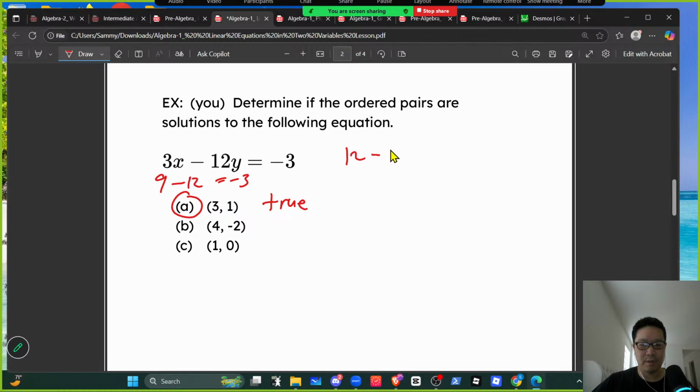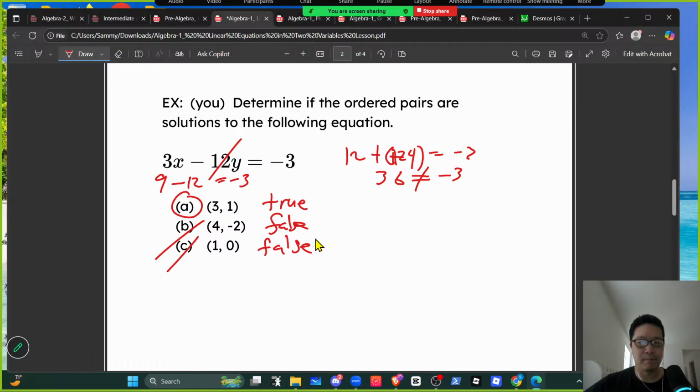Yeah. So what happens is if you plug in (4, -2), you get 12, then you minus, sorry, minus a negative 24, equals negative 3. On the left, you have 12 plus 24. That's 36. So 36 does not equal negative 3. Therefore, that's false. And (1, 0), you can just cross that out. 3 times 1 is 3. 3 does not equal negative 3. Therefore, C is false as well. Okay.